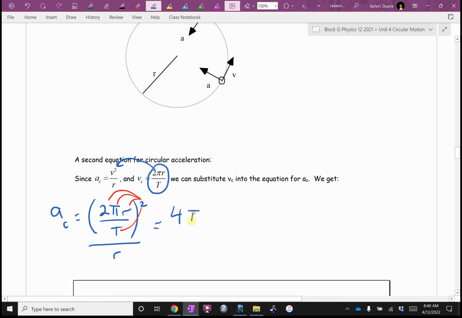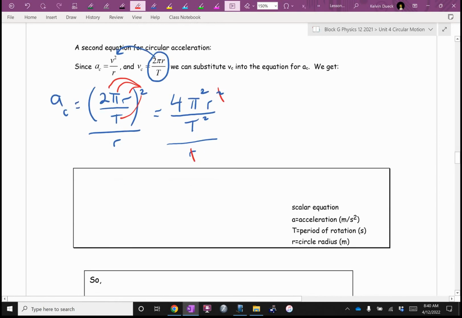Pi squared is just going to be pi squared. R squared is just going to be r squared. T squared is going to be t squared. And this whole thing is divided by r. Really what that means is one of the r's on the top will cancel that r. This is your second version of circular or centripetal acceleration: 4 pi squared r over the period squared. I'm pretty sure I gave you both on your formula sheet, did I not?